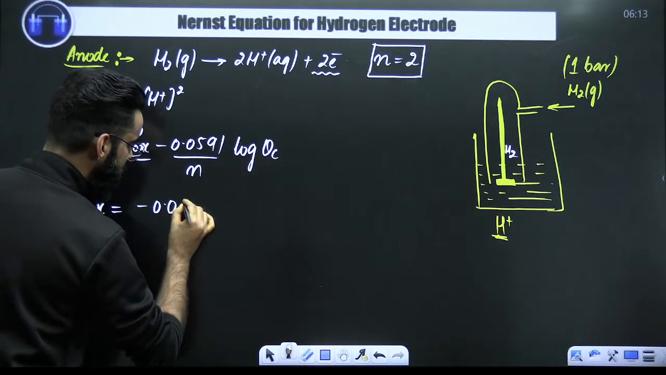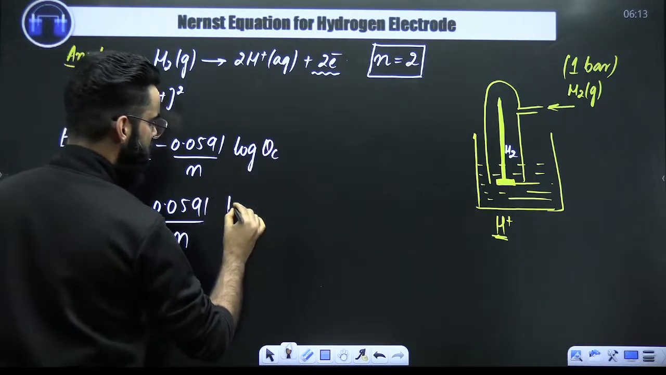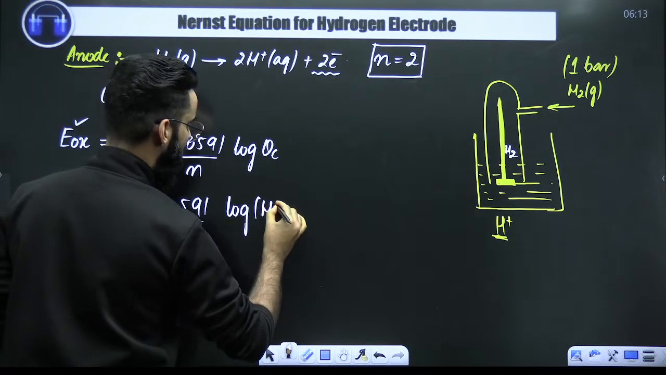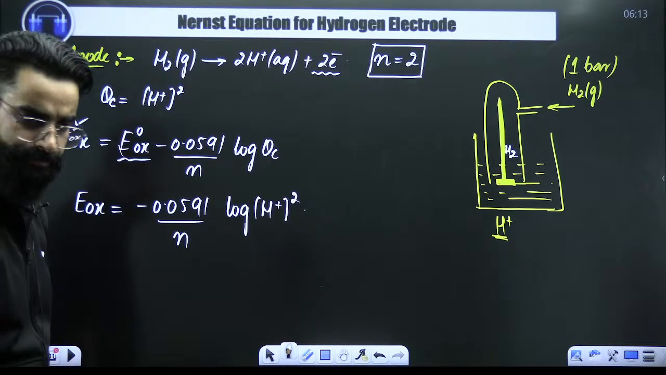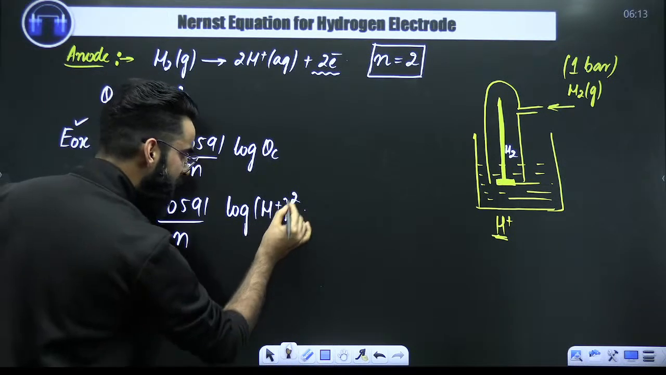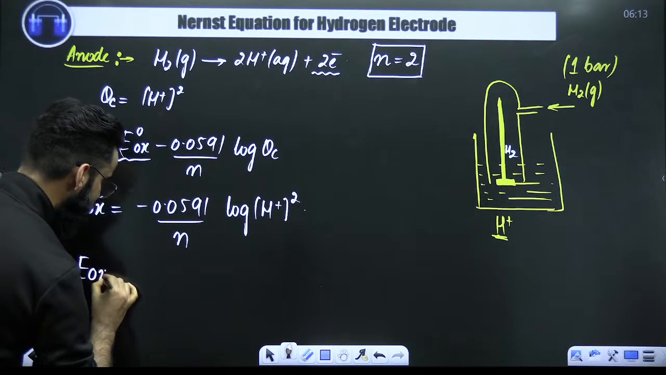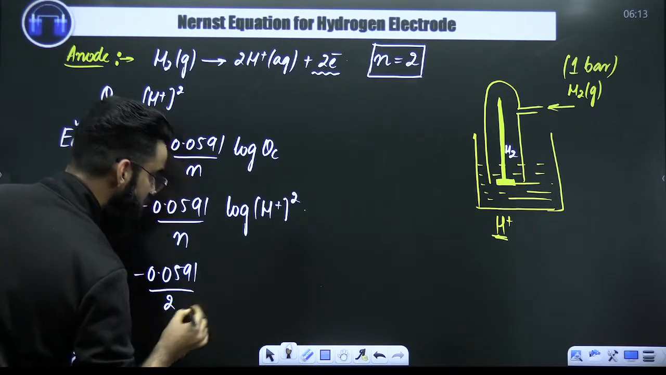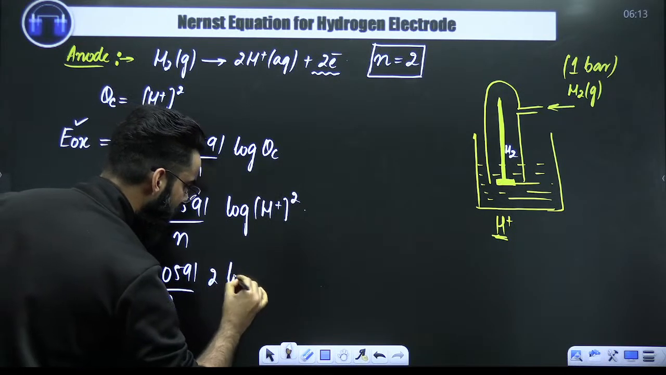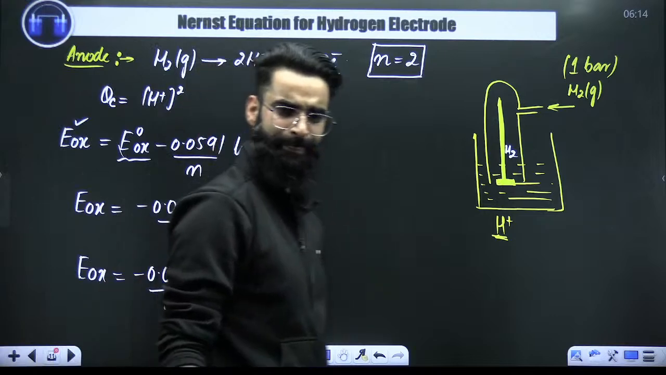Now minus 0.0591 divided by N, log of QC. So log of QC is nothing but the concentration of H positive squared. Correct? Now guys, tell me one thing. Log of M raised to the power N is N log M. So I can write it like this: EOX is equal to minus 0.0591 divided by N, where N is 2, so this is 2 log of H positive concentration. As simple as that. Right?